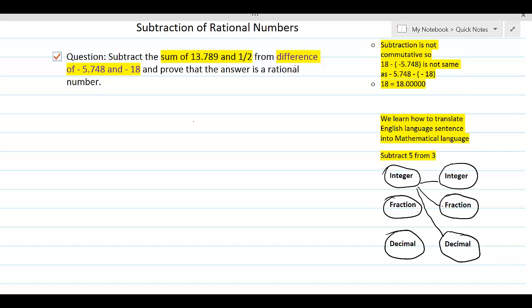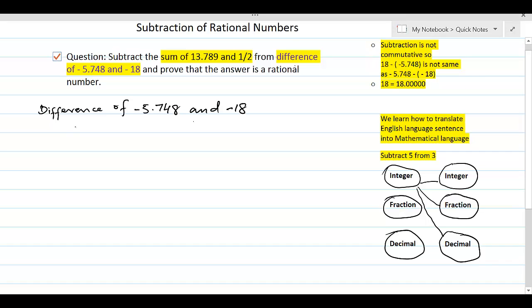minus 5.748 and minus 18. When we translate this language into mathematical language, difference means the subtraction sign, preserving the order. Like minus 5.748 should come first and minus 18 should come later, as they are laid out in the sentence.